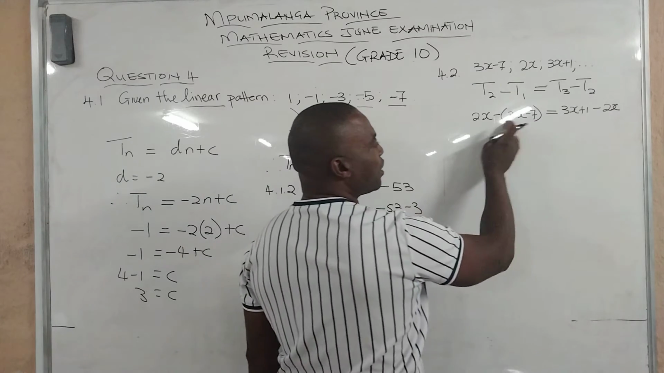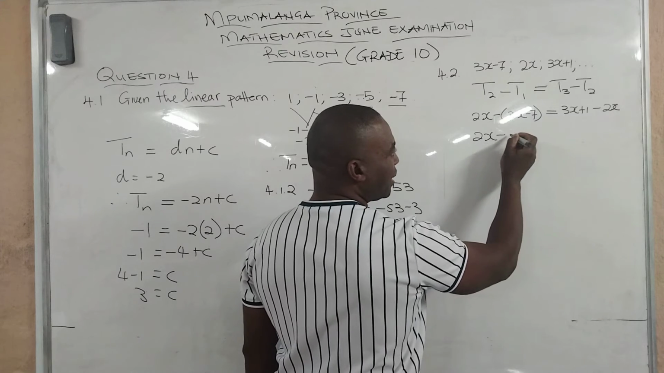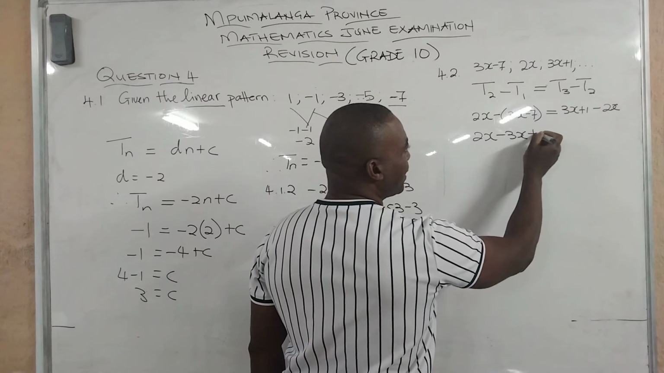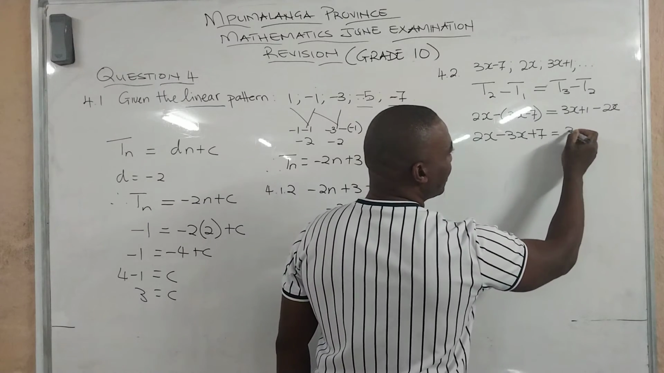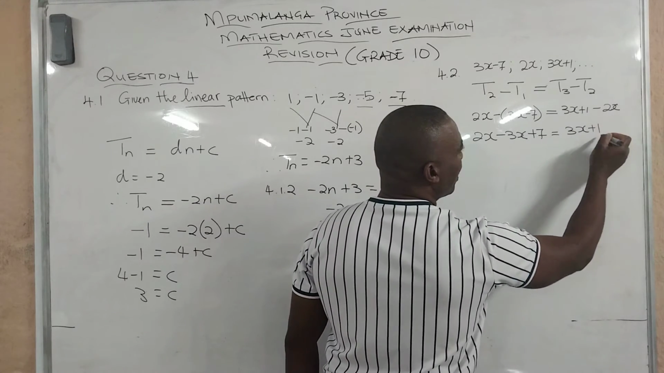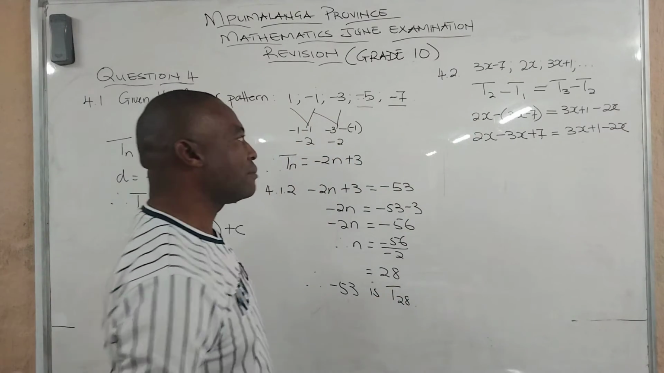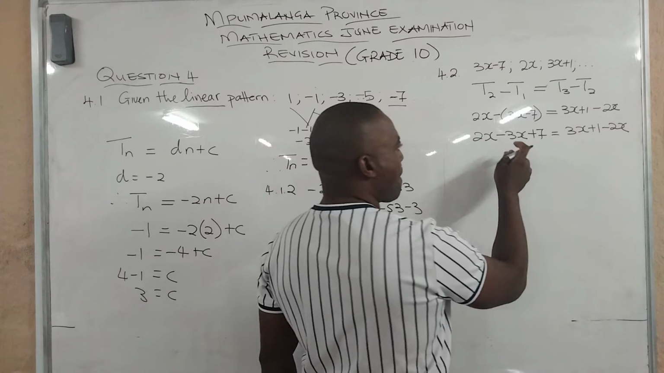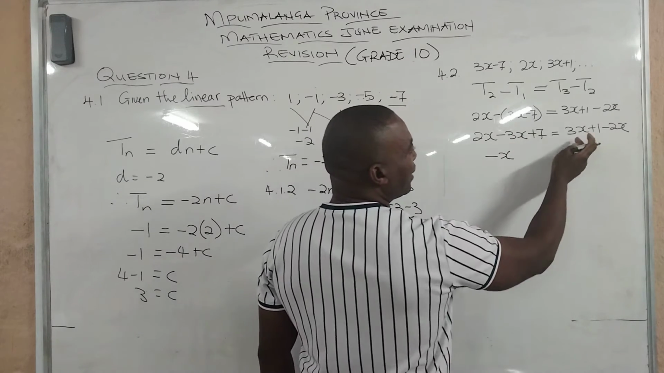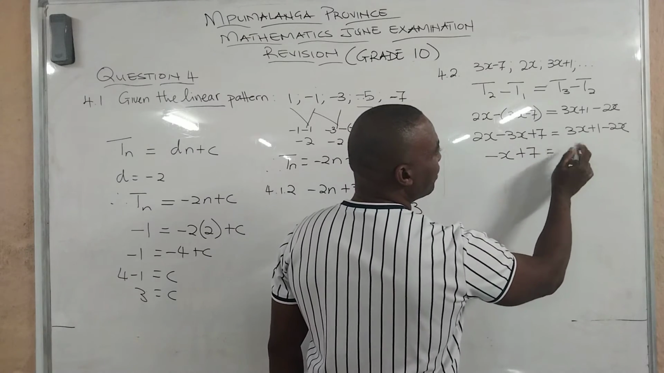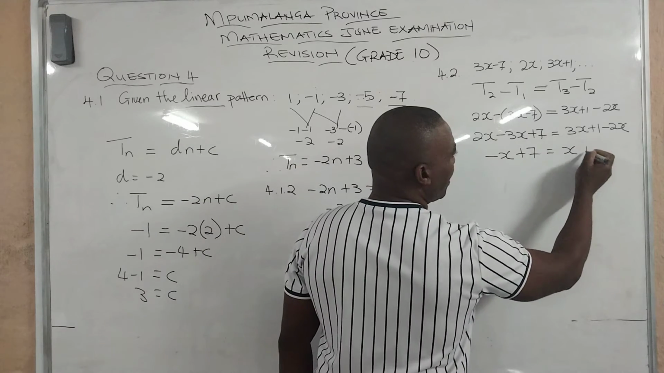Then here you need to remove brackets. That is 2x, the negative is multiplying the bracket, that will be negative 3x plus 7, and that will give us, on the right hand side, 3x plus 1 minus 2x. Now it's a matter of collecting like terms. 2x minus 3x, that's negative x. And then plus 7 is equal to 3x minus 2x, that is x plus 1.